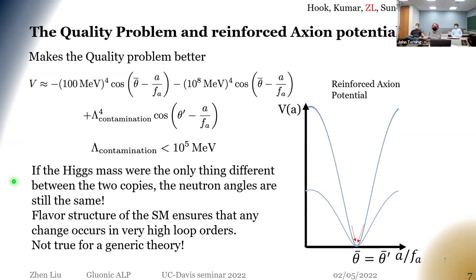So just to emphasize, if the Higgs mass were the only thing that differs between the two copies of the standard model, okay, the neutron angle are still the same, right? Flavor structure of the standard model ensures that any changes occur at very high loop orders. So basically the theta bar here for our sector and the theta bar prime for the mirror sector, due to this Z2 relation, really equal each other, with very high loop order small corrections that are well within the experimental uncertainties. So in essence, such a simple sketch of the reinforced axion potential would work.